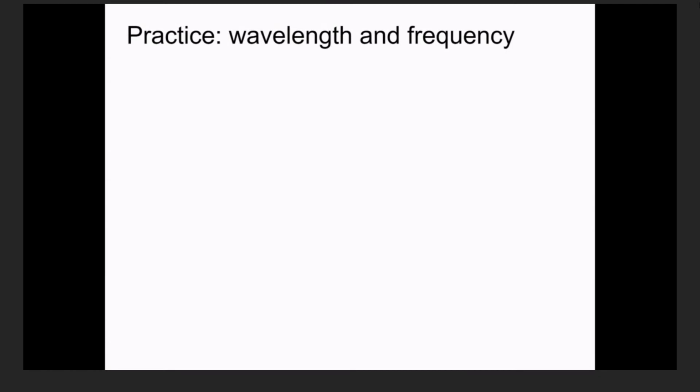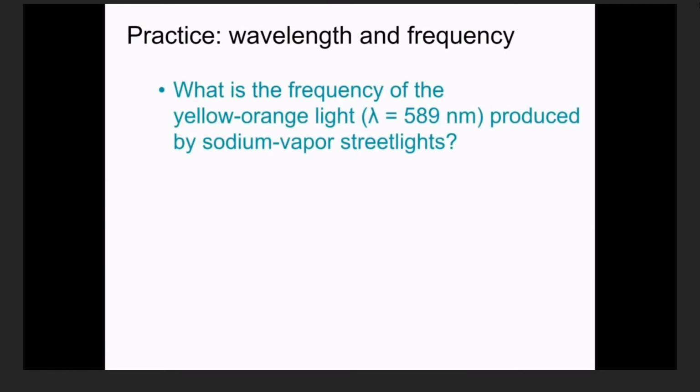So now let's practice using wavelength and frequency calculations. So you'll find this on your handout. What is the frequency of a yellow-orange light, which is 589 nanometers, produced by sodium vapor streetlights? So we're given lambda, the wavelength, and we want to solve for the frequency. So feel free to pause it if you want to work on problems. For the sake of the recording, I'm just going straight through, but I highly encourage you to pause it and work on it and then come back to the video.